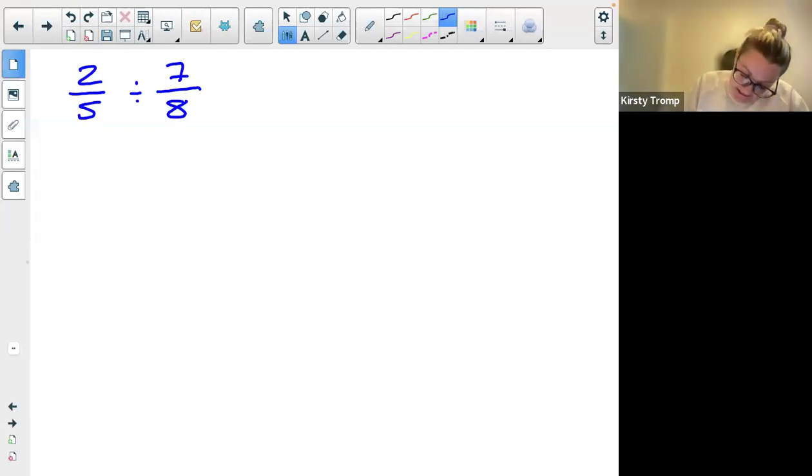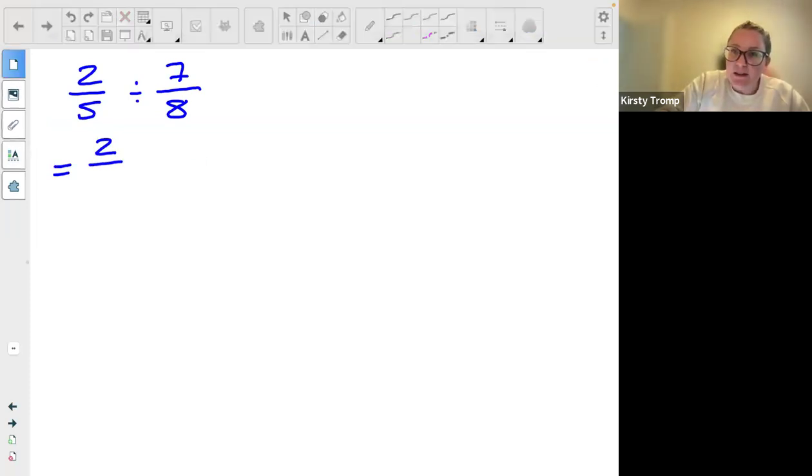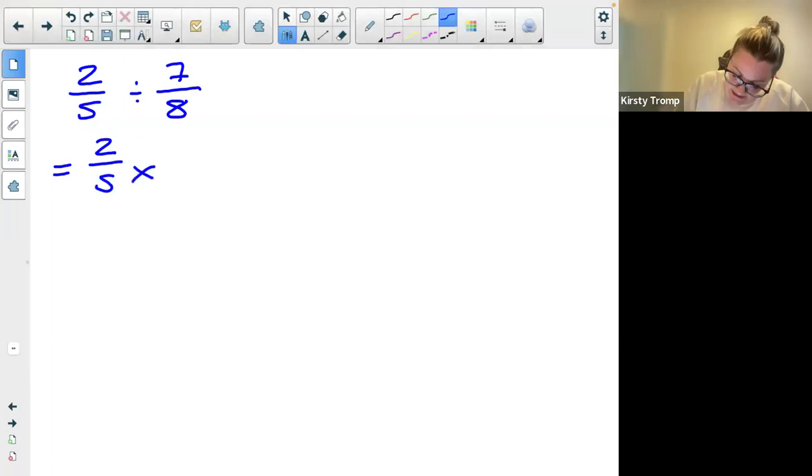So ma'am, first, you keep the first fraction the same. Good, well done. I'm going to keep it the same. Good. And then you change the division sign to a multiplication sign. Fantastic. And then you flip the 7 over 8 to be 8 over 7. Nice, well done.